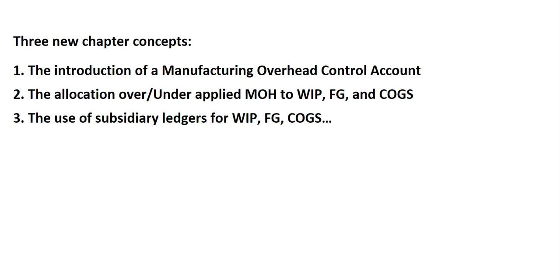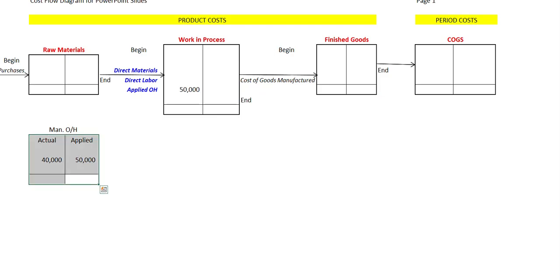Let's go ahead and take a look at that first chapter concept, the use of manufacturing overhead control account. So in the past, we used a single manufacturing overhead account, and we had actuals being recorded on the left-hand side of the T account, and applied manufacturing overhead credited to the right-hand side of the T account, and of course that flows into work in process.